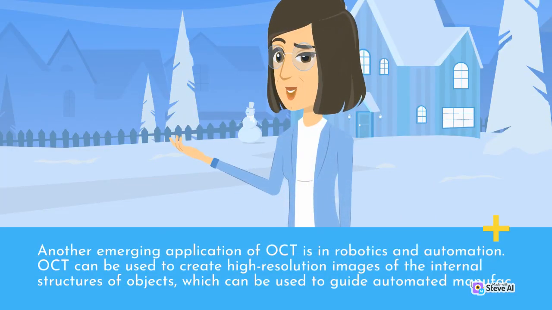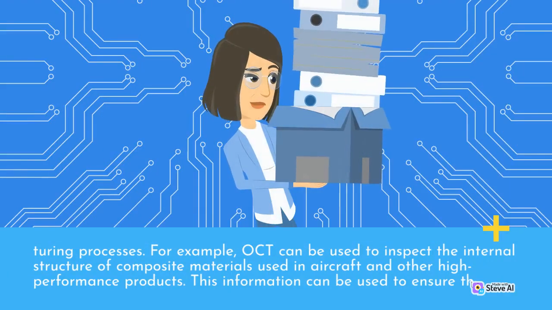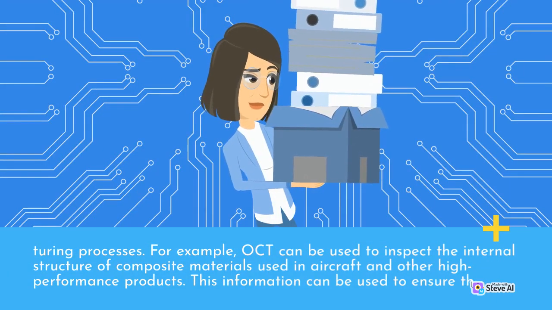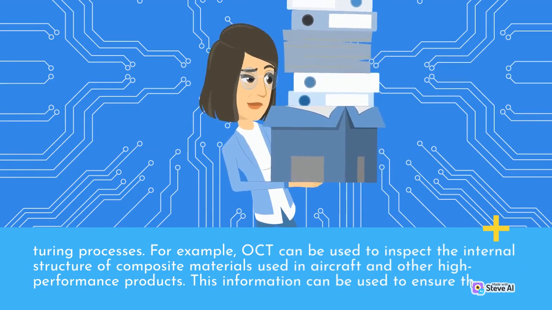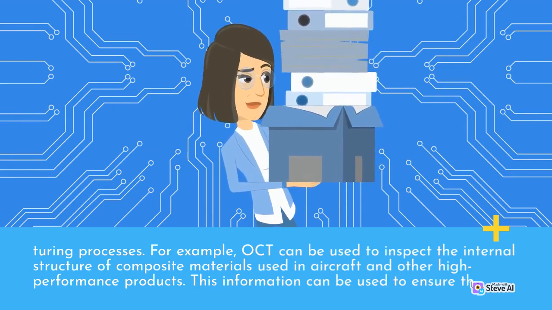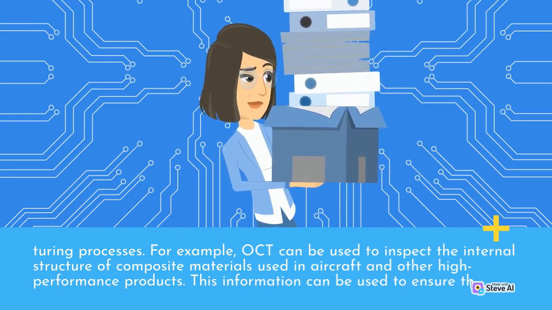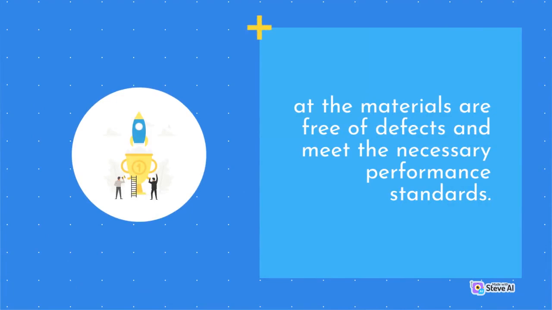Another emerging application of OCT is in robotics and automation. OCT can be used to create high-resolution images of the internal structures of objects, which can be used to guide automated manufacturing processes. For example, OCT can be used to inspect the internal structure of composite materials used in aircraft and other high-performance products. This information can be used to ensure that the materials are free of defects and meet the necessary performance standards.